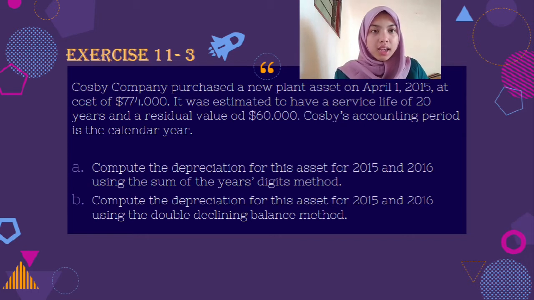Instruction A. Compute the depreciation for this asset for 2015 and 2016 using the sum of the years digit method. B. Compute the depreciation for this asset for 2015 and 2016 using the double declining balance method.